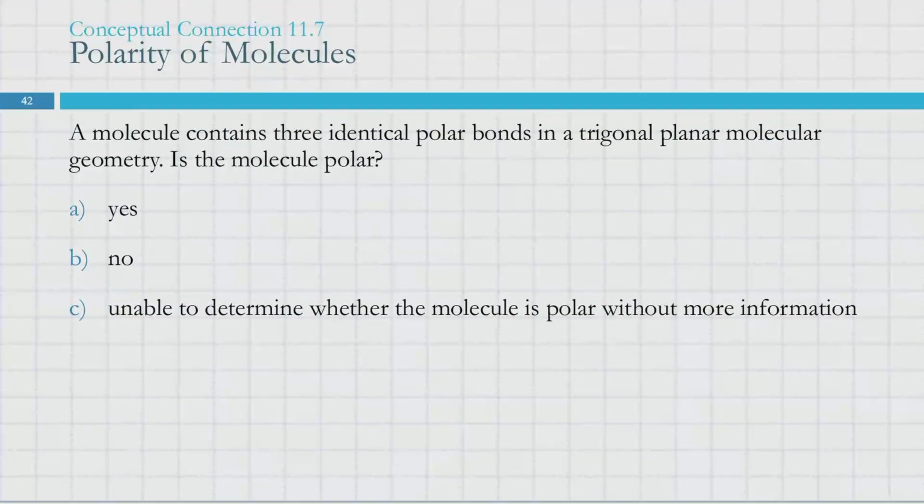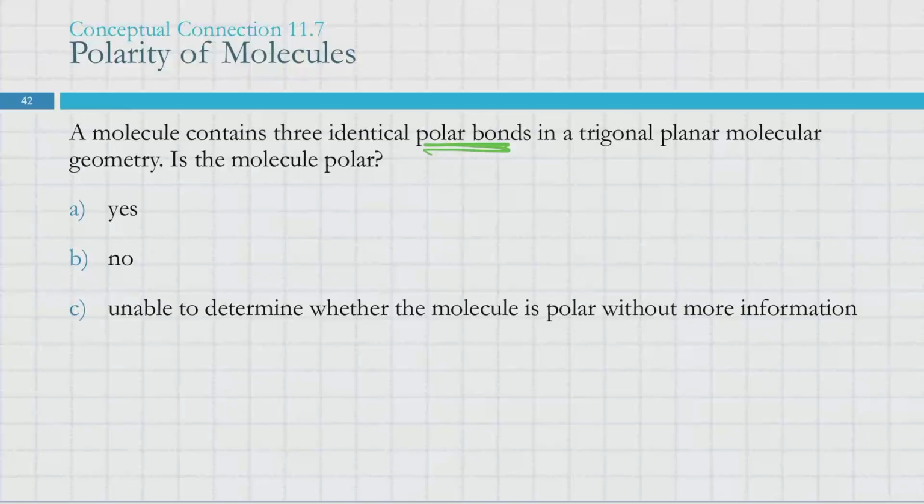invisible asterisk. All right, a molecule contains 3 identical polar bonds. Polar bonds. It's a trigonal planar molecule. Is the molecule polar? Draw out trigonal planar and figure out, do the arrows add up? If they're all identical bonds, do they not add up? I'll give you a minute or so.